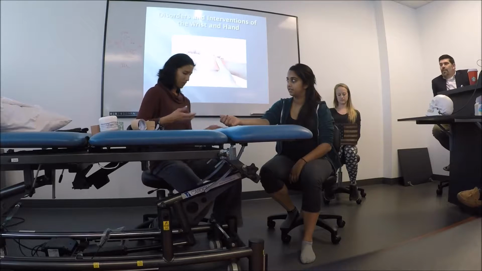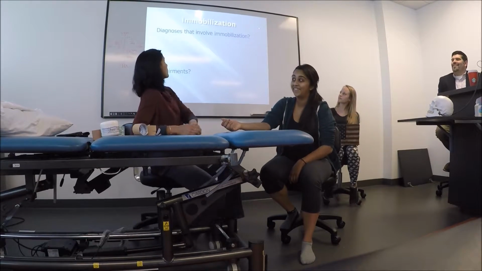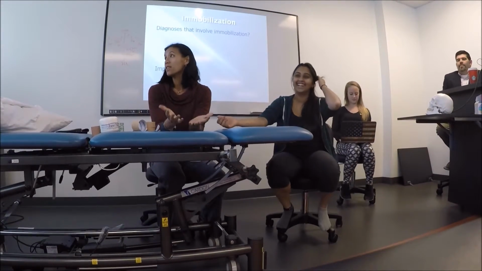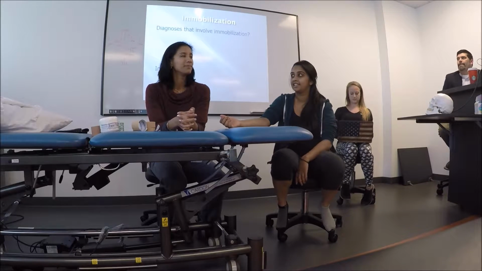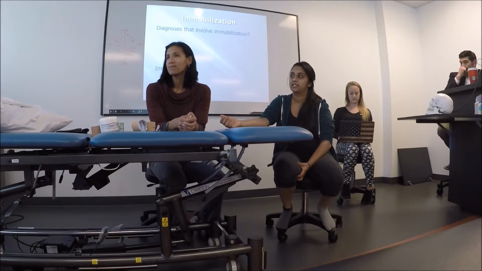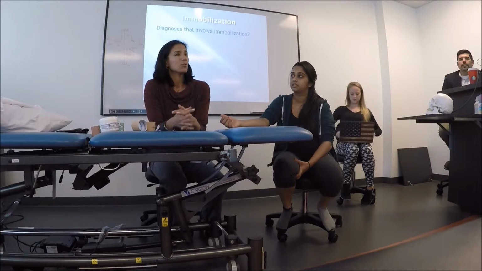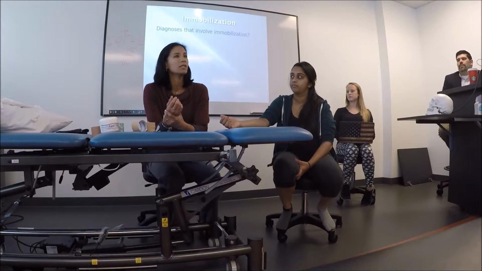Okay. Perfect. So we're going to start with immobilization. There's a lot of different diagnoses that can involve immobilization. What are a couple? Fractures, because we cast them, so they're immobilized for 6 to 8 weeks. What else? Sprains. So for sprains, we might just put them in a brace of some sort, or physicians might put them in a brace, immobilized for a little bit.